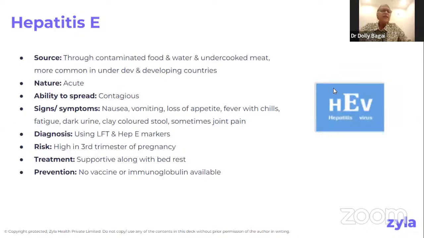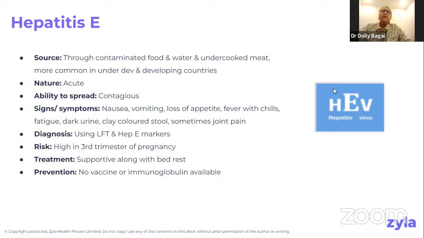Now, hepatitis E behaves similar to hepatitis A. It is again through contaminated food and water, undercooked meat, more common in underdeveloped and developing countries. It is very common in India because the quality of meat is not regulated. So you might get hepatitis E through contaminated meat and undercooked meat. If you're not cooking it well, there is a chance of transmission.